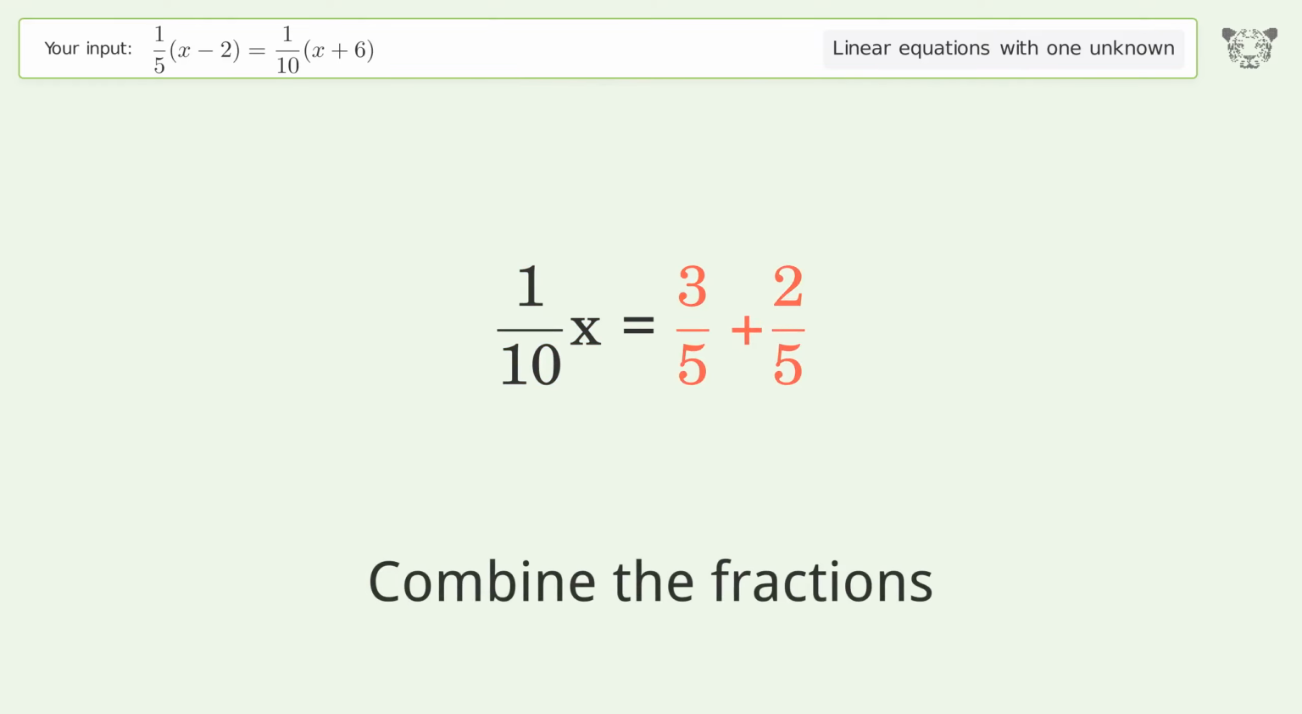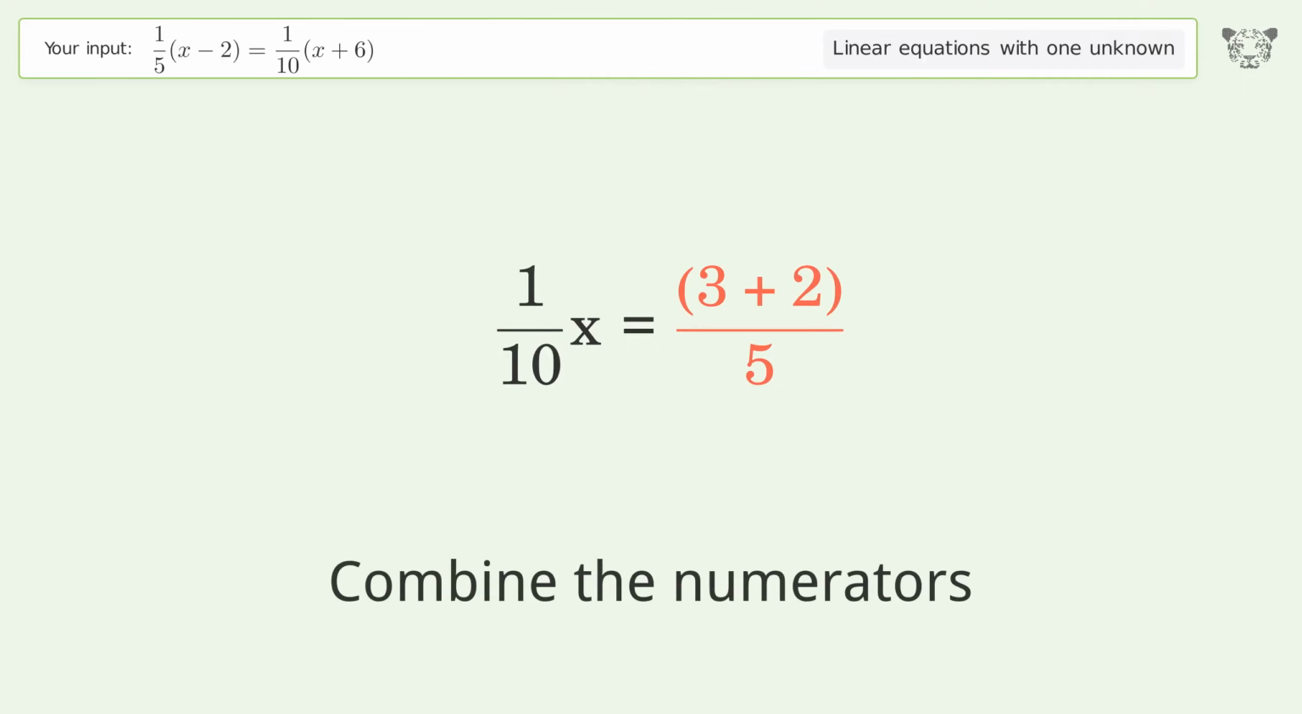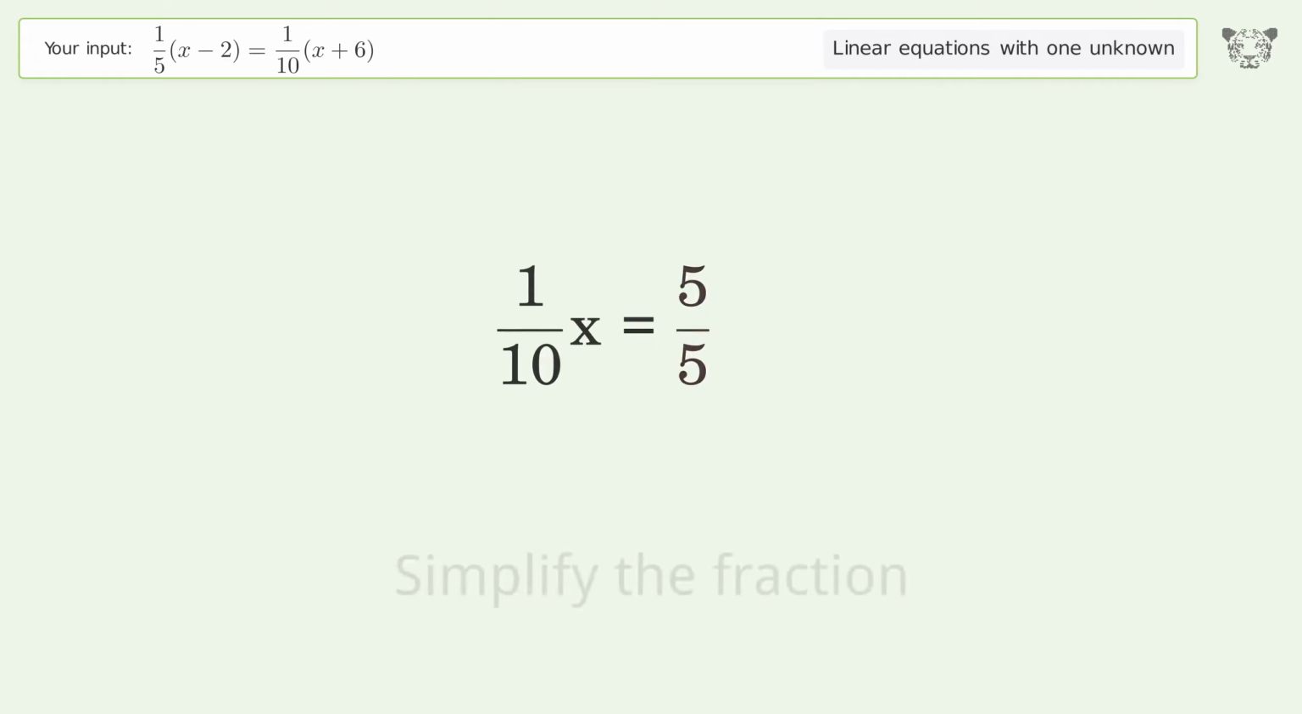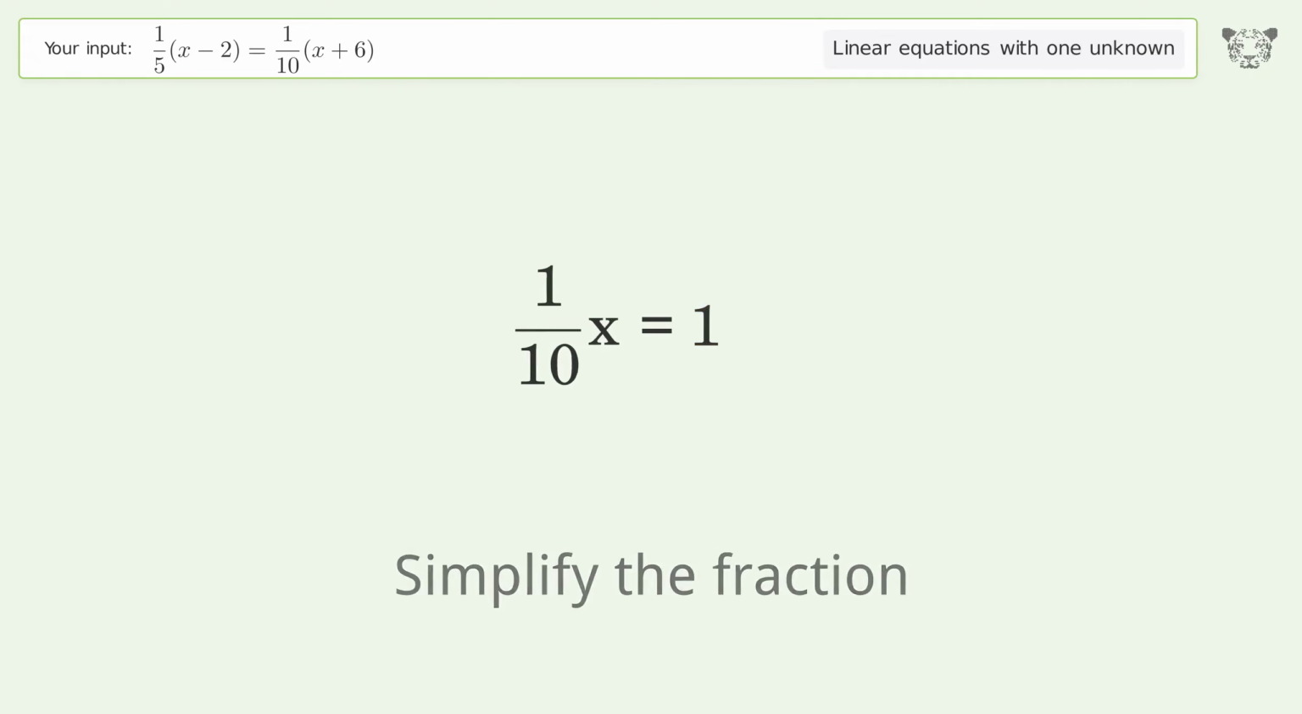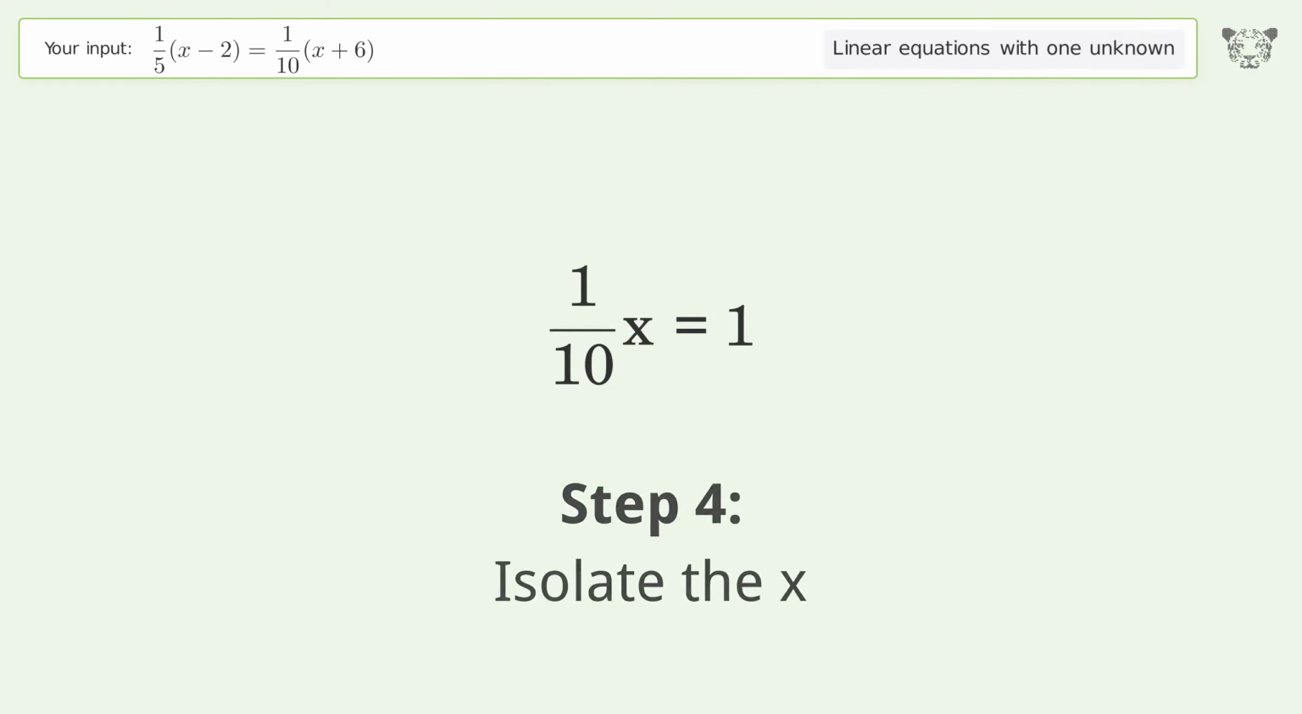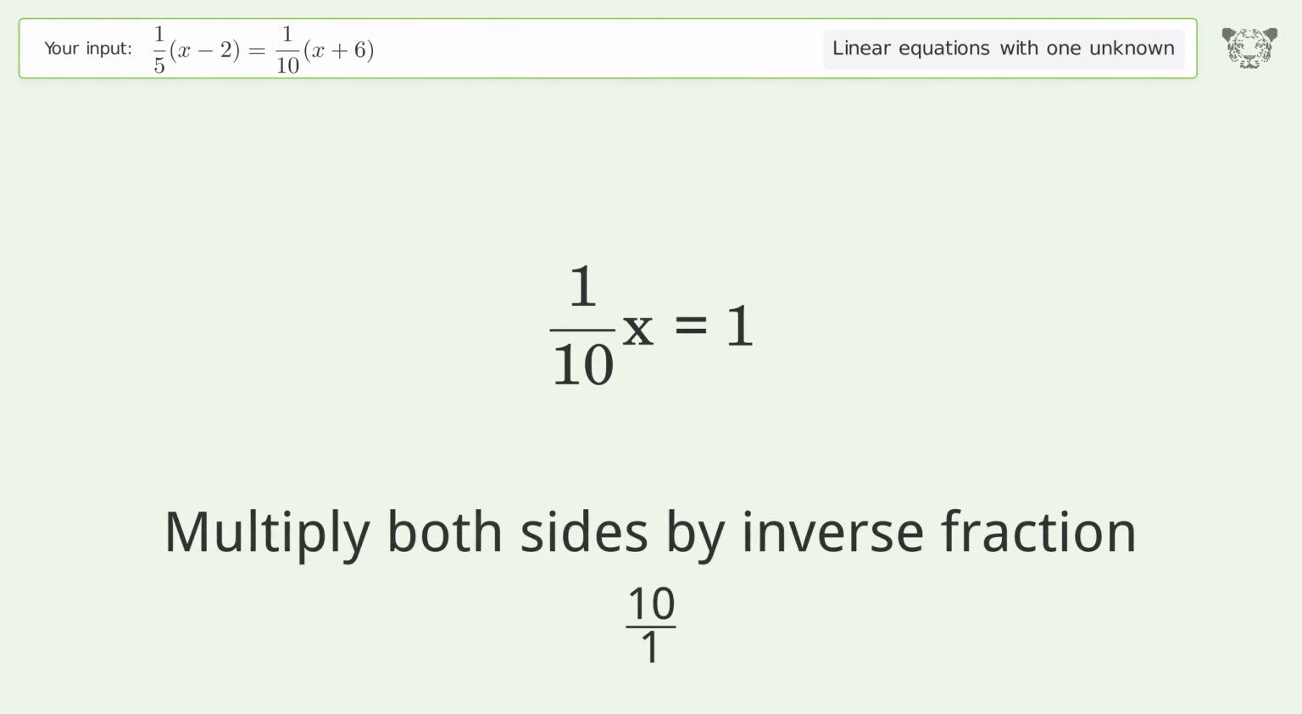Combine the fractions. Combine the numerators. Simplify the fraction. Isolate the x. Multiply both sides by inverse fraction 10 over 1.